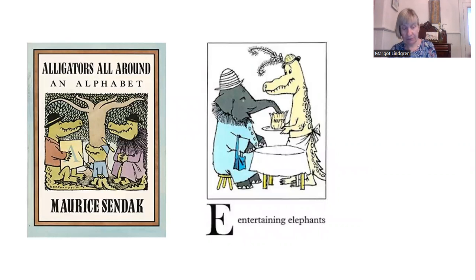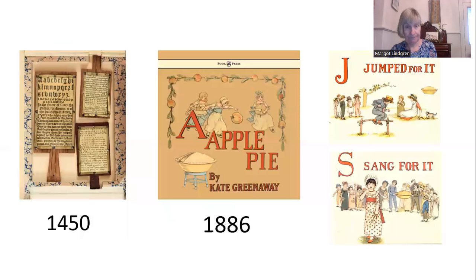In 1962, Maurice Sendak produced a set of books called the Nutshell Library, and one of the tiny titles was the alphabet book, Alligators All Around. This is especially interesting because it follows the idea of a much earlier alphabet book, A is for Apple Pie from 1886, which employs a narrative, not just a collection of objects.